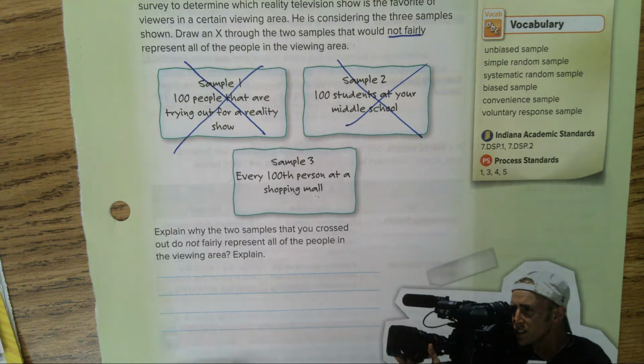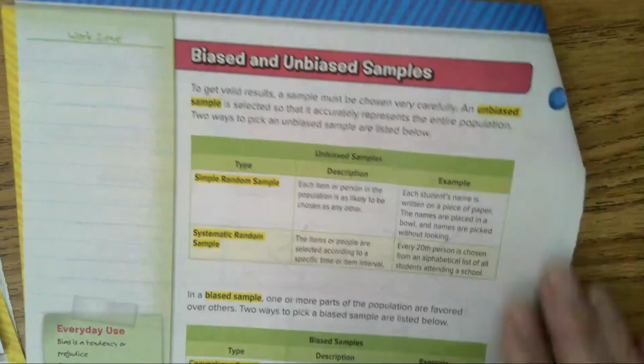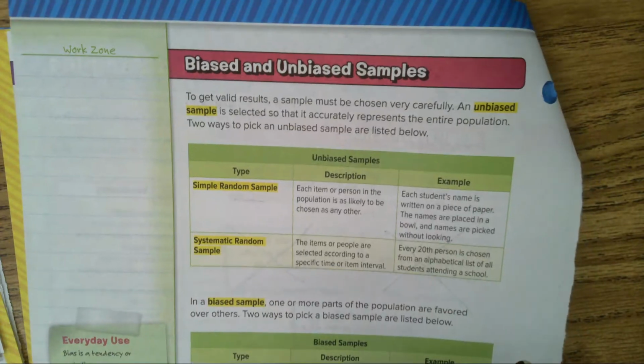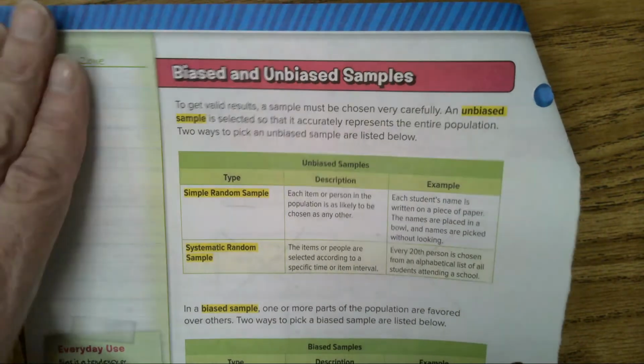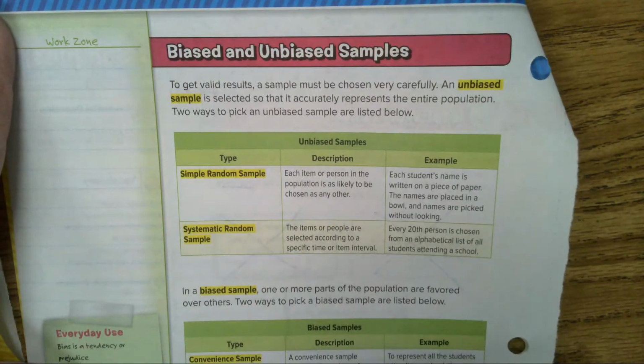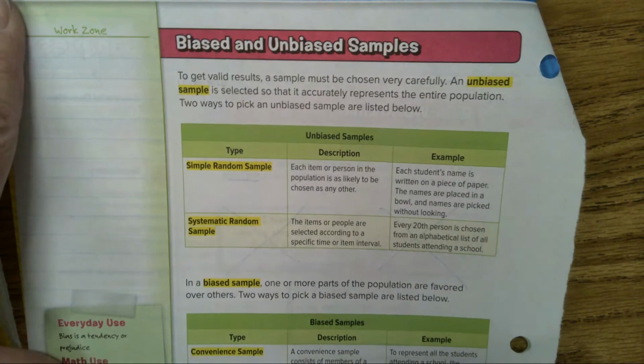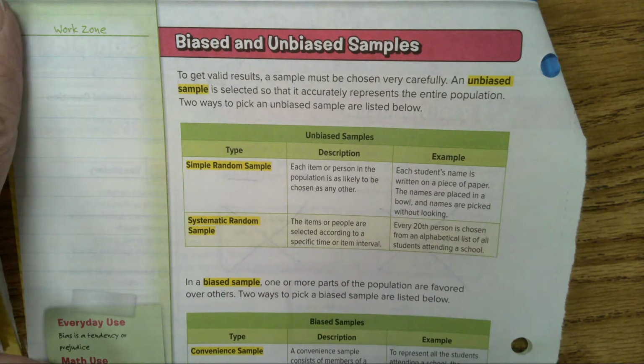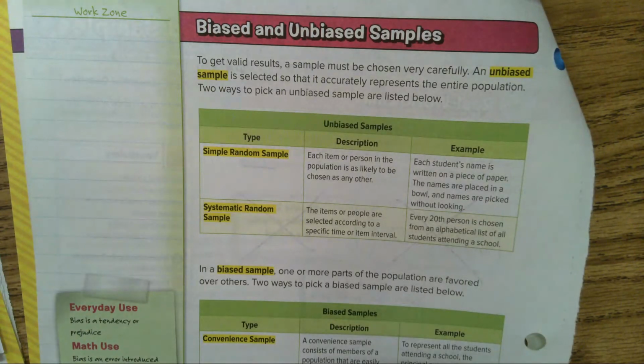Okay, let's go on to page 502. We're going to talk about different samples. To get valid results, a sample must be chosen very carefully. An unbiased sample is selected so that it accurately represents the entire population. 2 ways to pick an unbiased sample are listed below.